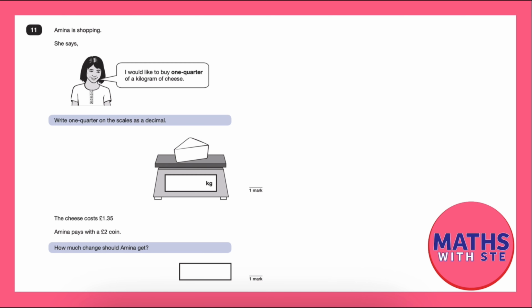Okay, so question 11. Amina is shopping. She says, I would like to buy 1/4 of a kilogram of cheese. So I'm just going to write down 1/4 there, and it's of a kilogram, so I'm going to write kg just so that I've got it. Write 1/4 on the scales as a decimal.